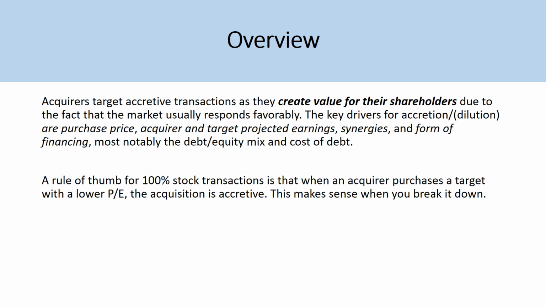Now, acquirers target accretive transactions as they create value for their shareholders due to the fact that the market usually responds favorably. Now, I just want to say something about that. The problem with that statement is that historically, yes, the view is that growing EPS is considered healthy for the company and therefore good for shareholders. However, the same can be said for companies that buy back stock. By reducing the number of outstanding shares, you don't even have to increase net income, because earnings per share will increase because of the denominator in that equation, which will decrease.